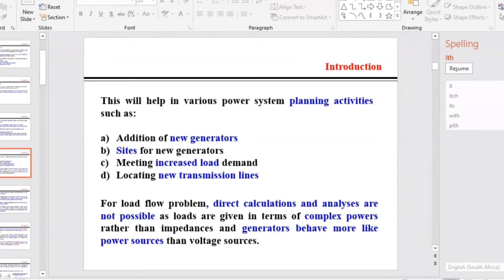Now, the next paragraph that you see on the screen is something very important that we need to know.